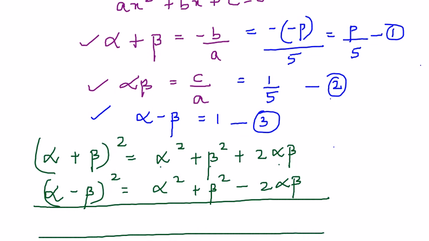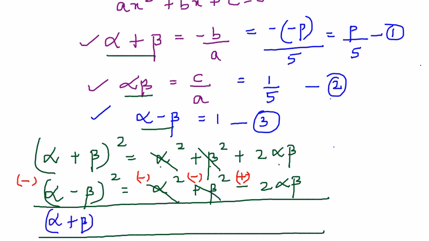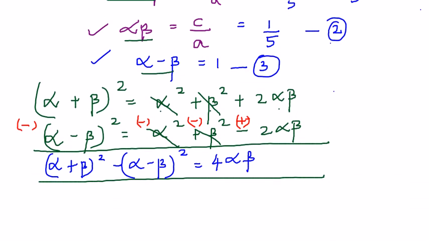Now, I don't want this alpha squared and beta squared, because from what I know, I only know alpha plus beta, alpha beta and alpha minus beta. So what I am going to do is subtract these two terms. So my alpha squared and beta squared get cancelled, right? So what remains is alpha plus beta the whole squared minus alpha minus beta the whole squared is equal to 4 alpha beta. Now this becomes very easy. It is just plain substitution.